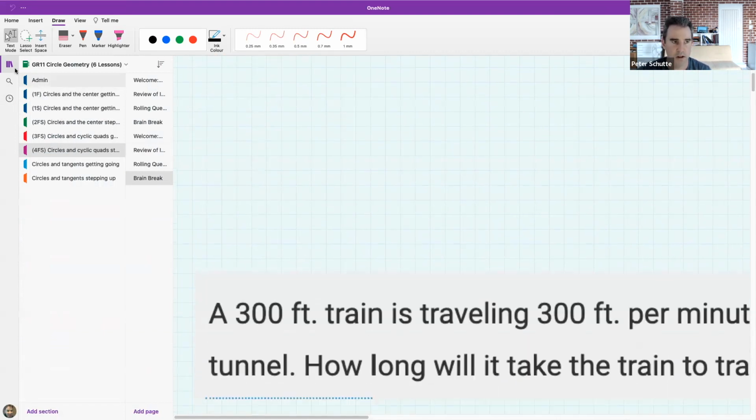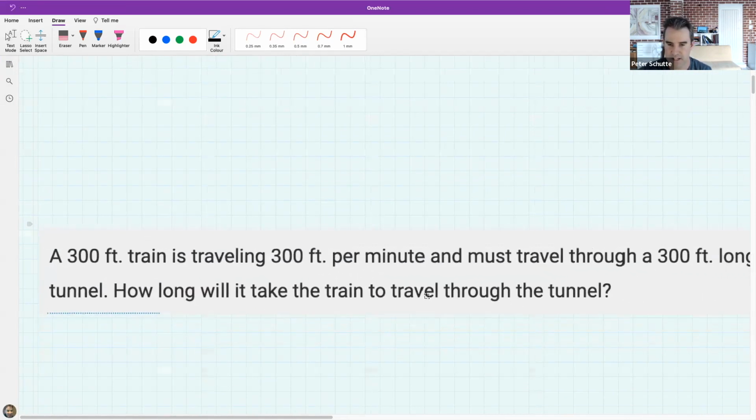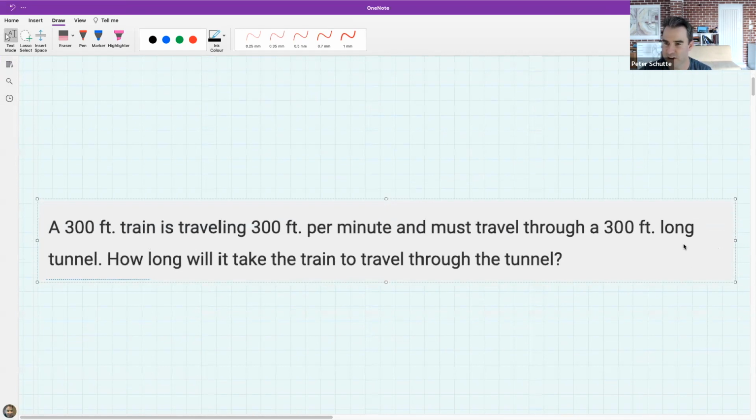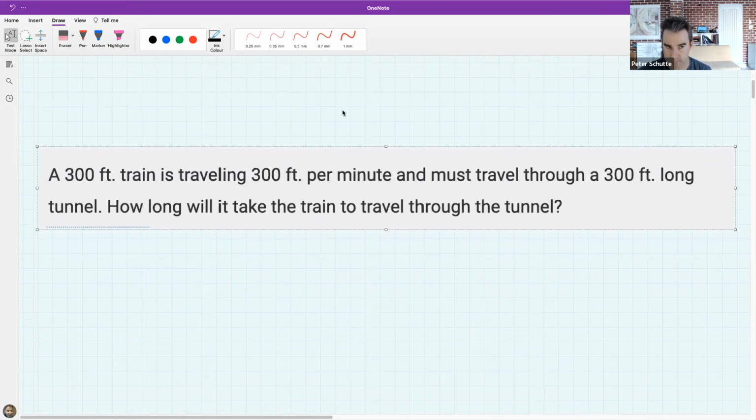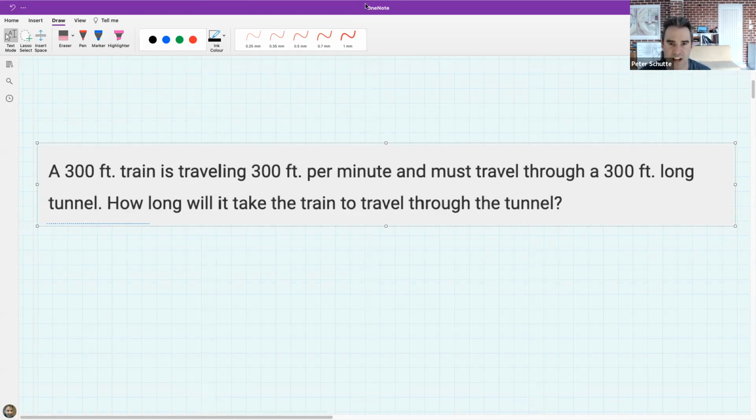So here is your mystery question, brain break question, for the joy of being confused. A 300-foot train is traveling at 300 feet per minute and must travel through a 300-foot long tunnel. How long will it take the train to travel through the tunnel? That is today's brain break question for the joy of mystery and being confused. Pop your answers in the chat, and I want to see what everyone says.